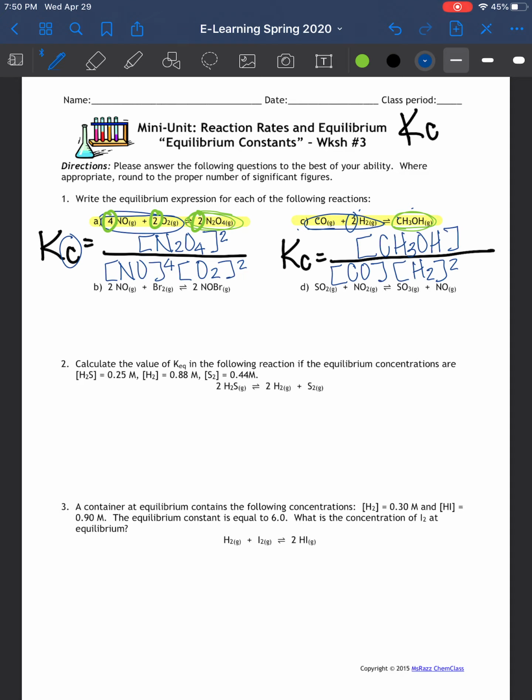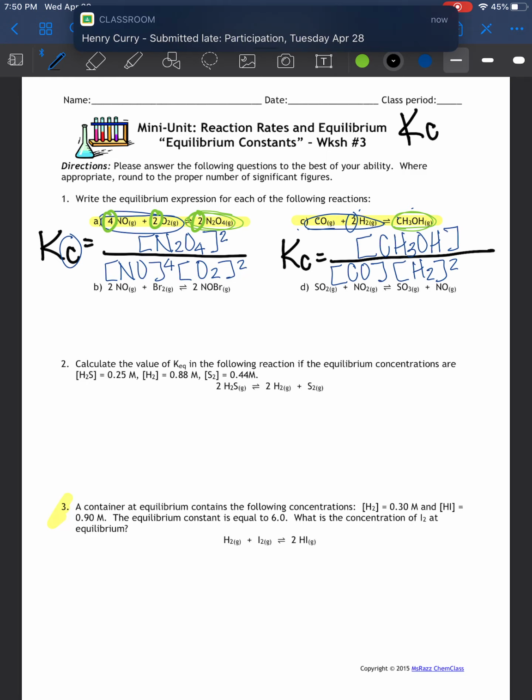But I will go on to number 3. In number 3, there is some solving taking place. Number 3 says, a container at equilibrium contains the following concentrations. Hydrogen is equal to 0.30 molar and HI is equal to 0.90 molar. The equilibrium constant is equal to 6.0. What is the concentration of I2 at equilibrium?